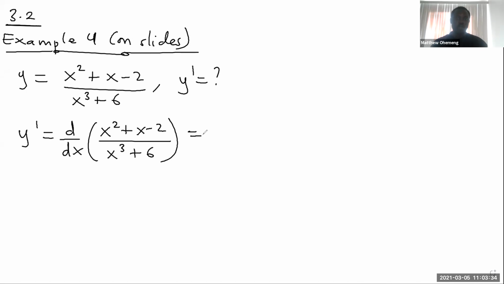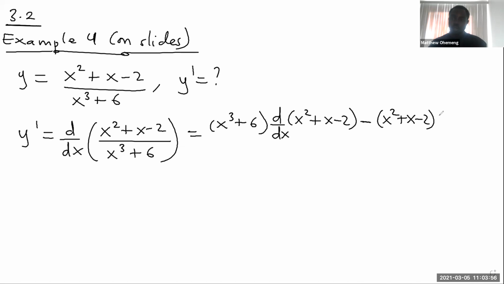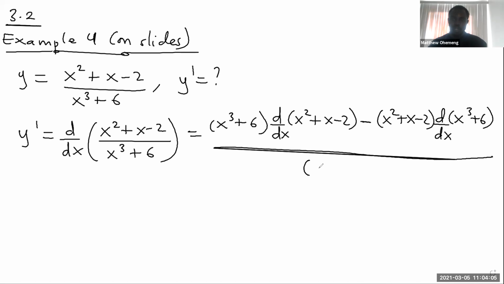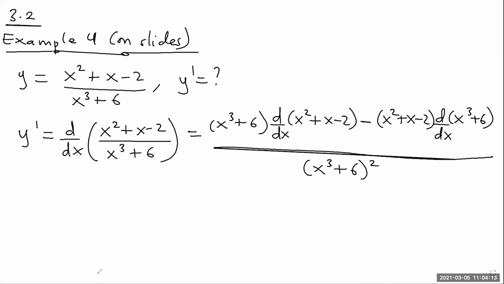So what is the quotient rule? Low. What is the low? It's the whole thing in the denominator, so the low is s cubed plus 6. d high means the derivative of what is on top, s squared plus x minus 2. And then minus high, the high is what is on top, so that's s squared plus x minus 2, and then d low, the derivative of what is in the denominator, s cubed plus 6, all over the square of what is below, so the square of s cubed plus 6, like so. I hope you're okay with the setup. If you don't understand, do let me know. The setup is the very important step.